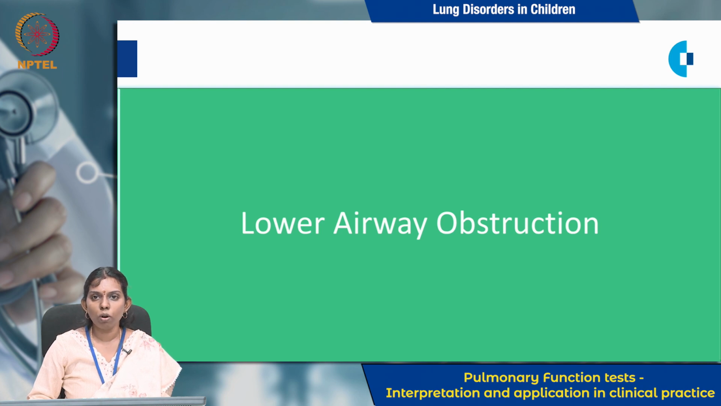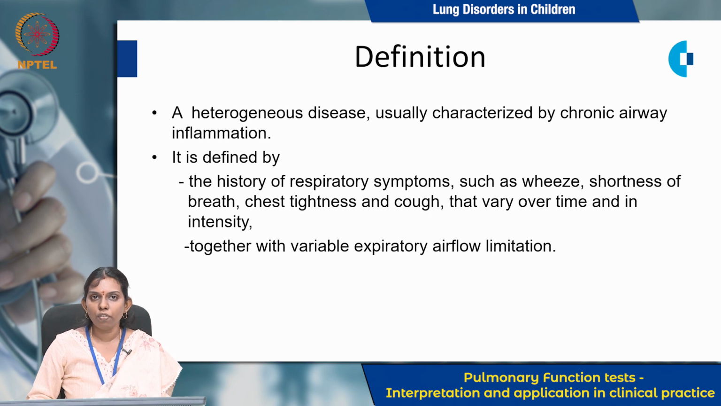In children, the most common lower airway obstruction is bronchial asthma. So, how do we define bronchial asthma? It is a heterogeneous disease usually characterized by chronic airway inflammation. It is also defined as a history of respiratory symptoms such as wheeze, shortness of breath, chest tightness which vary over time and intensity, which might even increase or decrease with time, associated with variable expiratory airflow limitation.